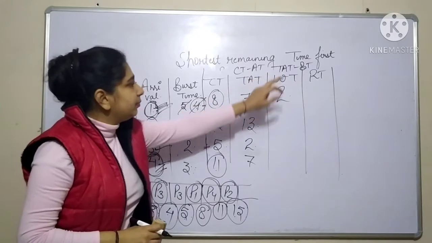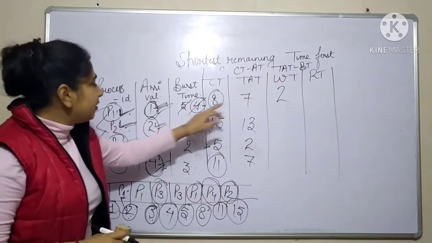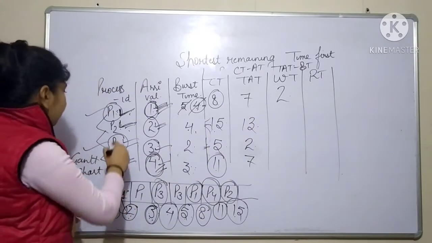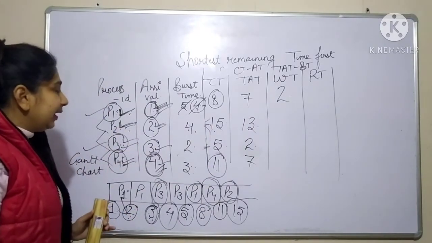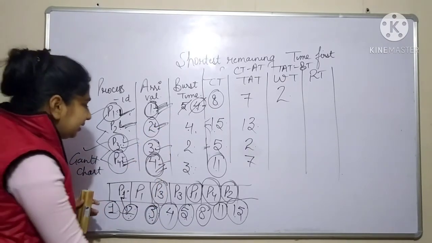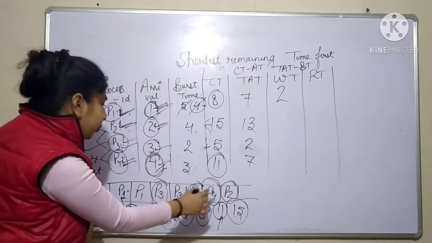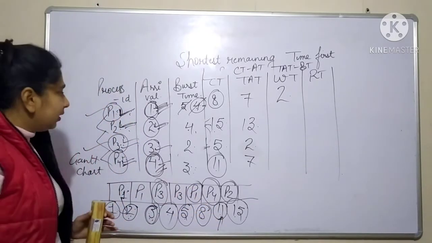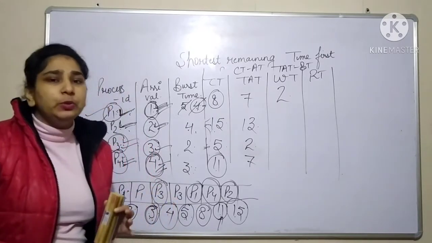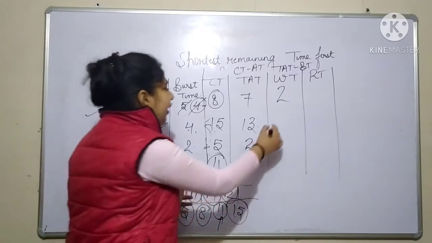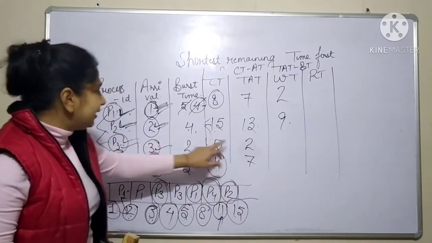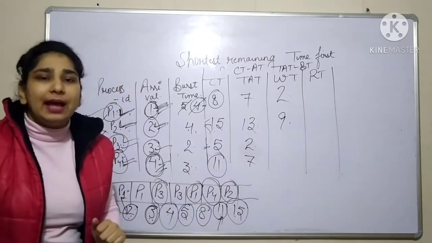Turnaround time minus burst time. 7 minus 5, 2. This is actually the waiting time. Your process P2 arrived in the main memory at 2, but it was allocated CPU at 11. So how long did it wait to get the CPU? It waited for 9 units of time. You subtract 13 minus 4, you will get 9.